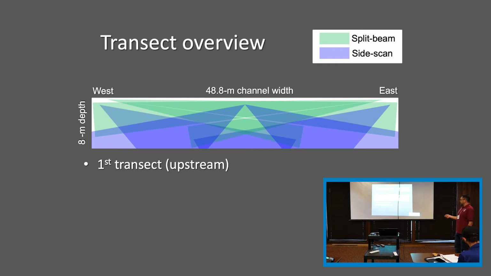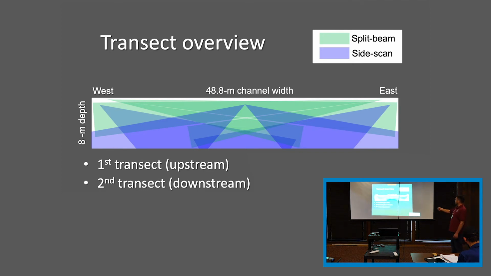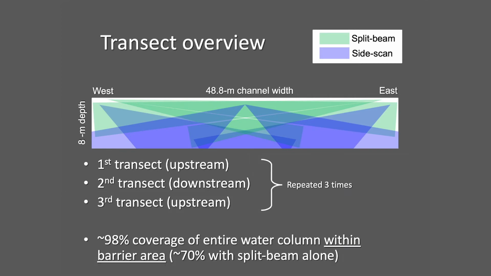The second transect is conducted moving downstream, so we turn around and shoot across, filling in the bottom again with the side scan sonar. For the last transect, we turn around and go back upstream with the side scan only, to fill in these corners a little bit. It's not instantaneous, and we know a fish can move around, but we're repeating this 3 times to try to increase our odds of seeing larger fish.